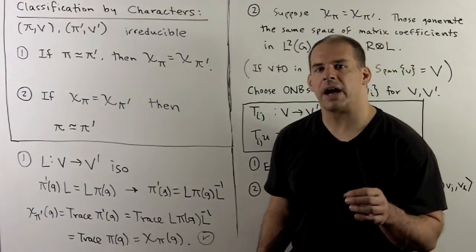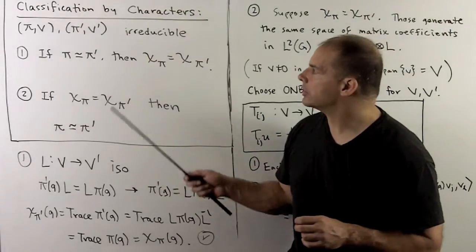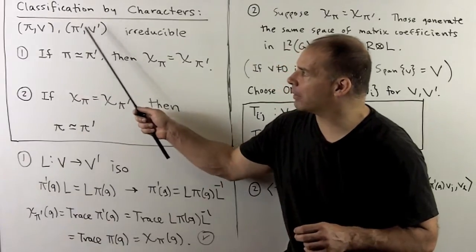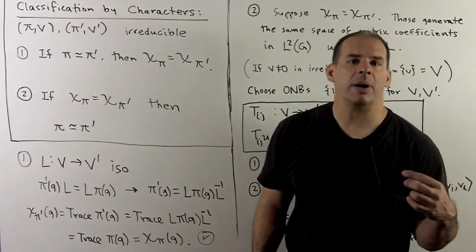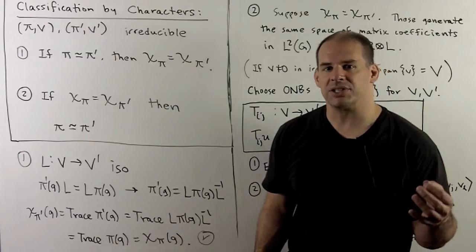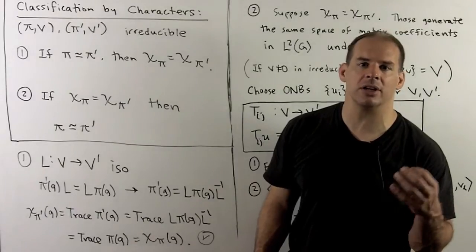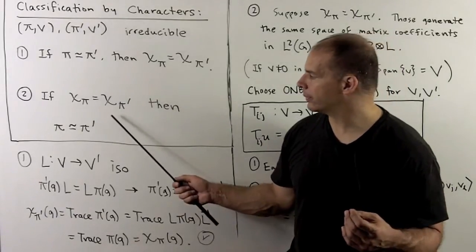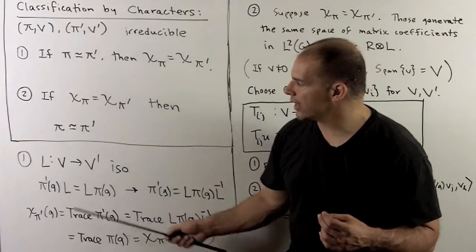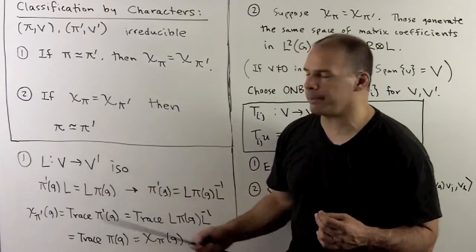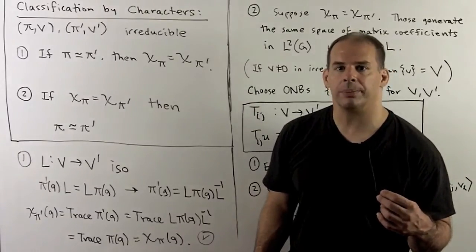Now, let's verify that the irreducible characters classify the irreducible types. So, we have pi V, pi prime V prime irreducible representations. If pi and pi prime are equivalent, then they have the same character. Conversely, if they have the same character, then we can construct an equivalence between them. For the first statement, we're assuming there's an equivalence, so that's some L carrying V to V prime. It's a vector space isomorphism and an intertwining operator.